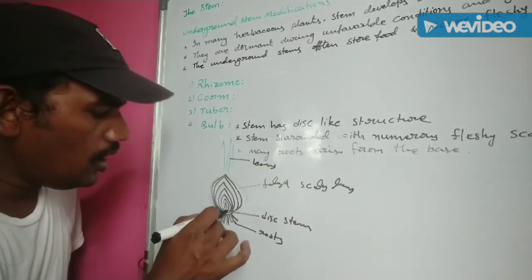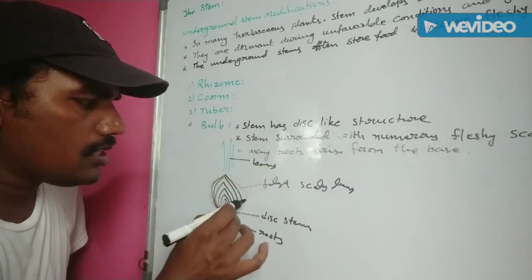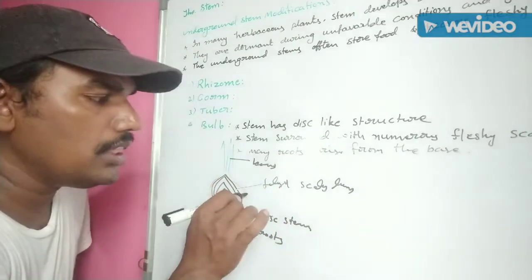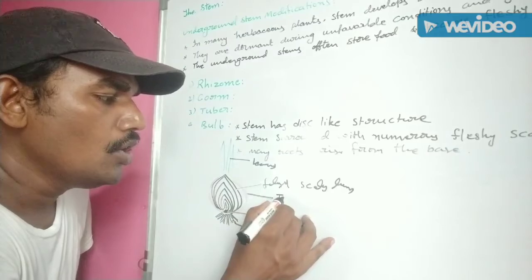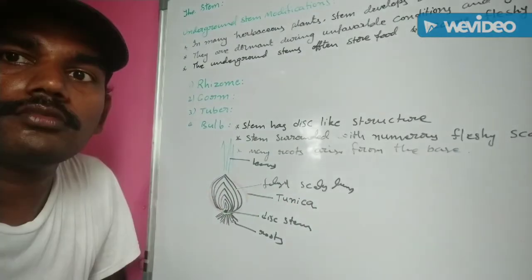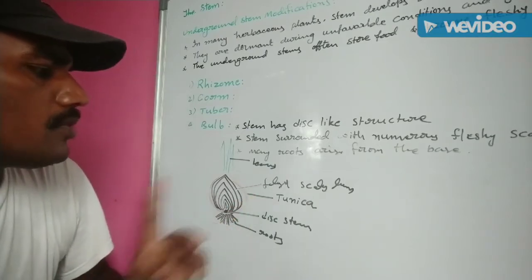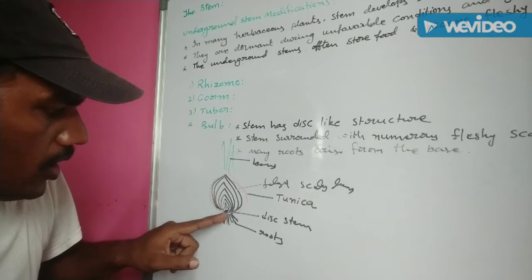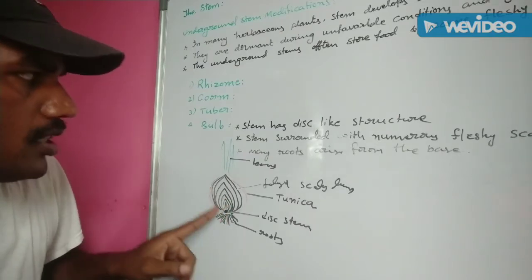Okay. Next one. The entire bulb is protected or covered by a very thin layer. That one is the tunica layer. Okay. Tunica layer is present. And this is the bulb. The entire part is the bulb.